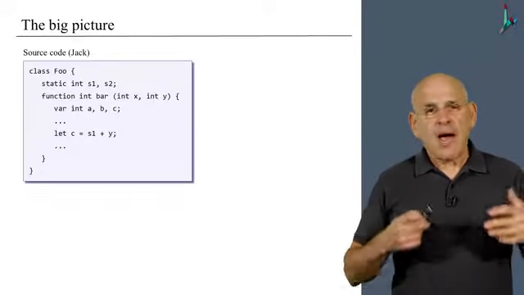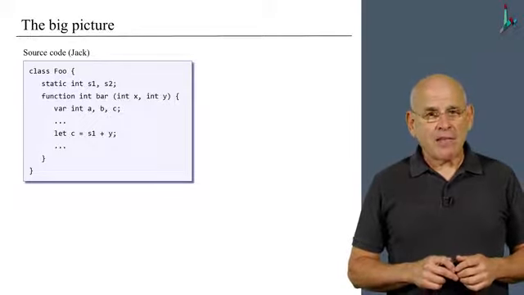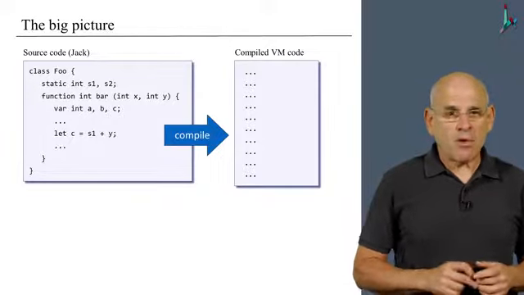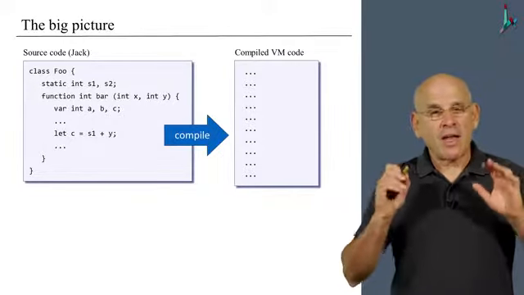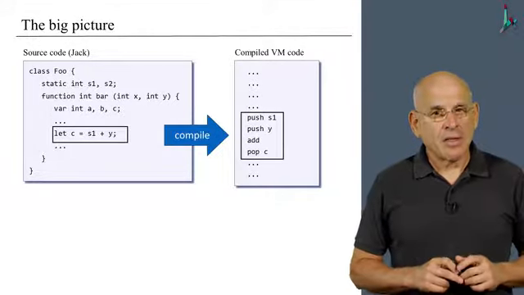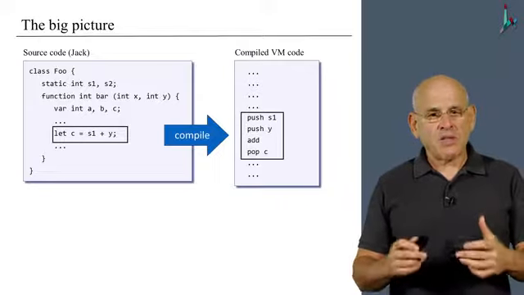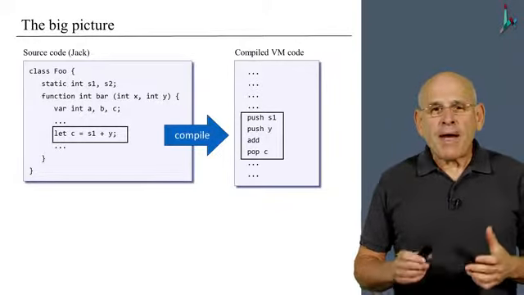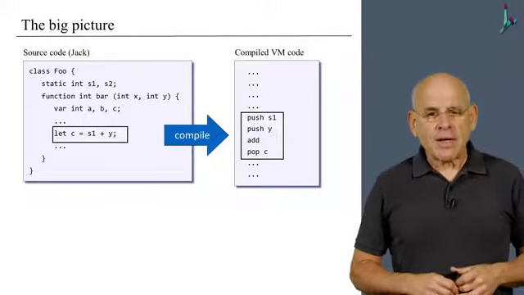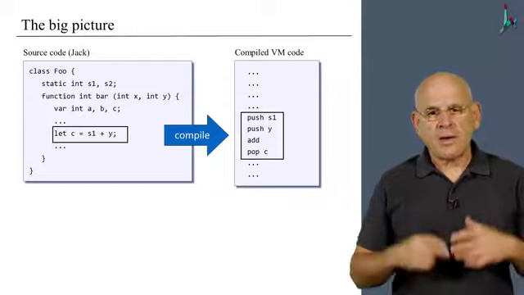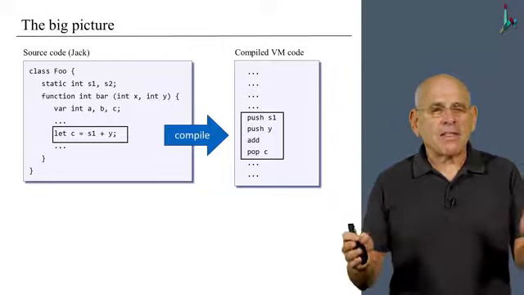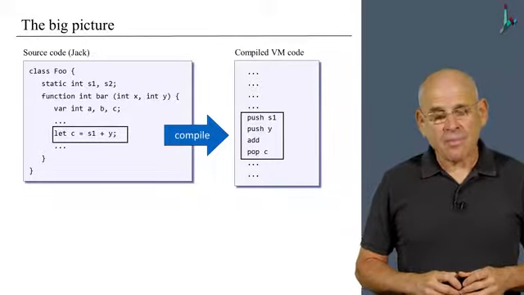We have this arbitrary example of a high-level piece of code, and we want to translate or compile it into VM code, something that we'll worry about later on in the course. Now, let's focus on this statement as an example. Let C equals S1 plus Y. The compiler will translate it into push S1, push Y, add, and pop C. And once again, how the compiler does it is something that we'll worry about later.